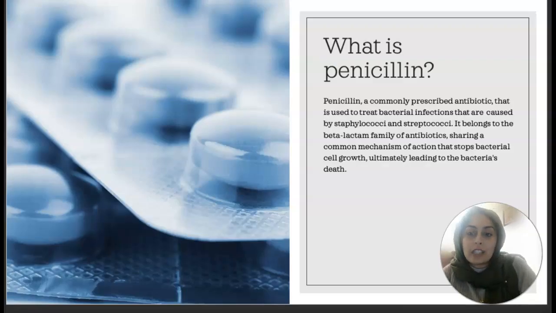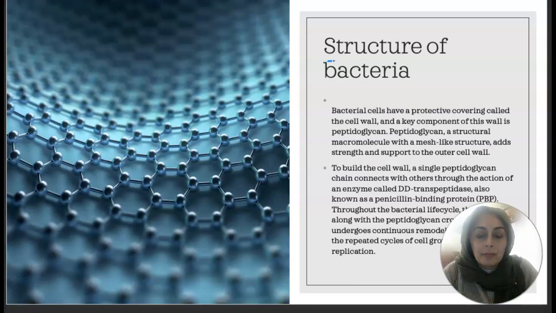So, what is penicillin? Penicillin is a commonly prescribed antibiotic that is used to treat bacterial infections caused by Staphylococcus and Streptococcus. It belongs to the beta-lactam family of antibiotics, which all share a common mechanism of action that stops bacterial cell growth, which leads to bacterial death.